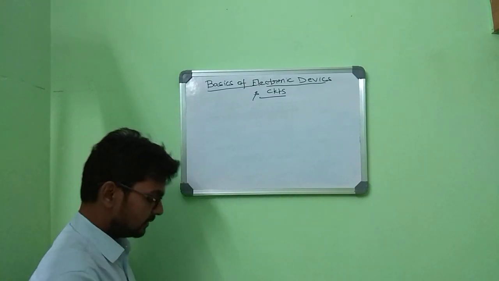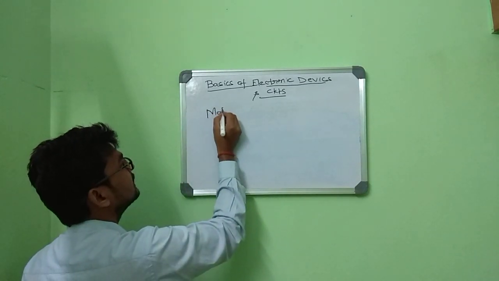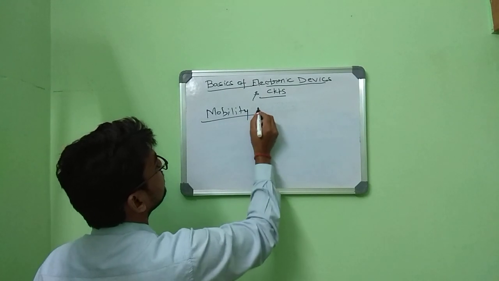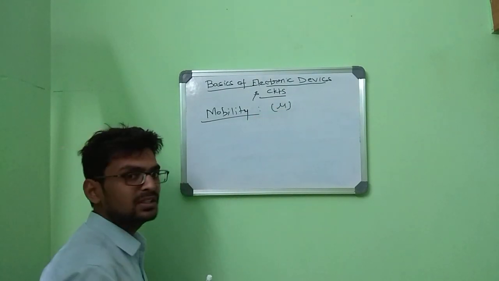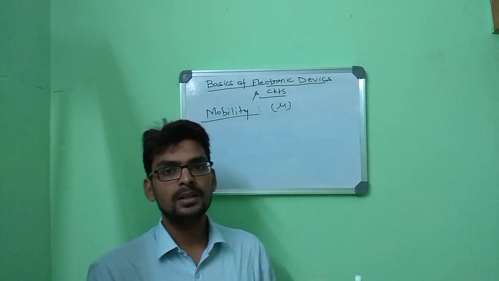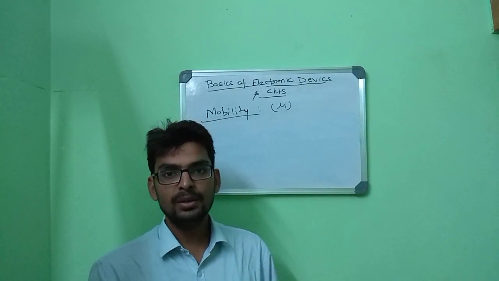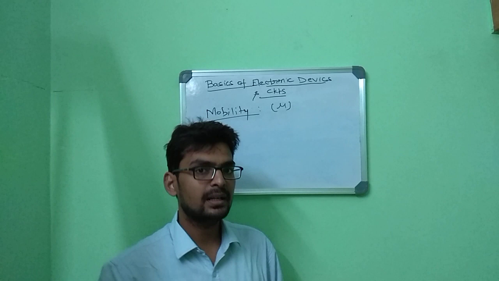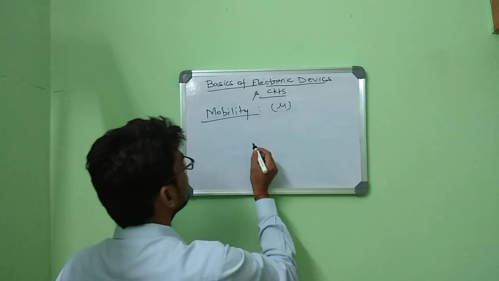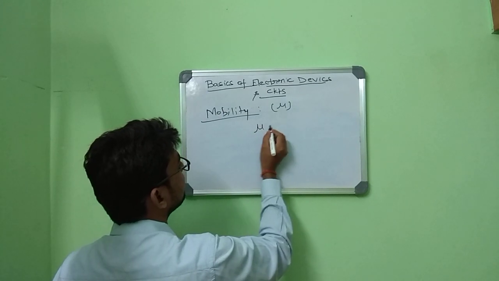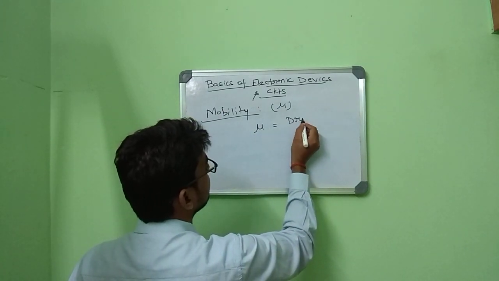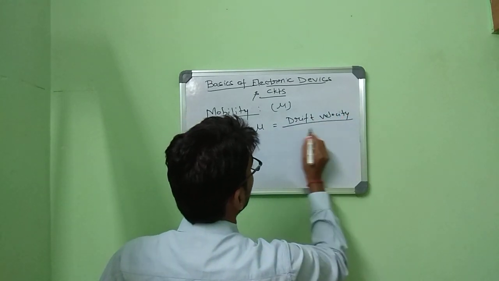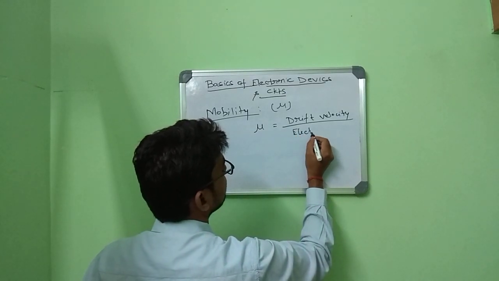Then the third point is mobility. What is the mobility of any material? Mobility is denoted by mu. Mobility means how fast electrons or holes move from one place to another in a material or semiconductor. In a semiconductor, holes and electrons, how fast they are moving. Mathematically, it is drift velocity upon electric field intensity.